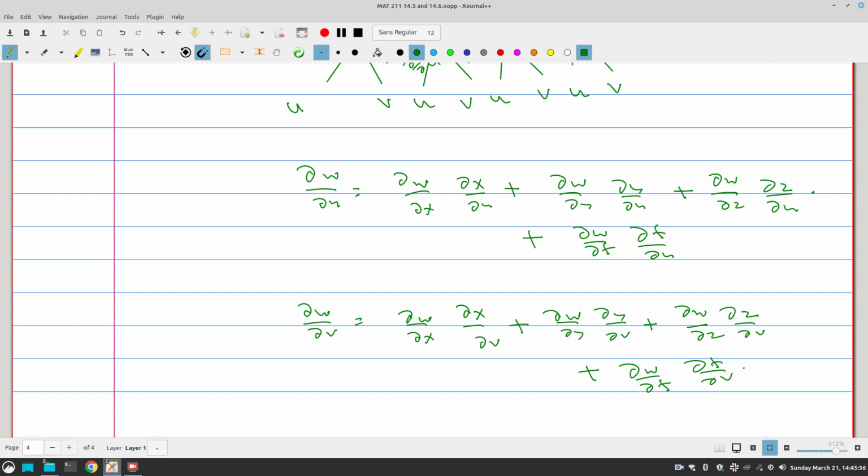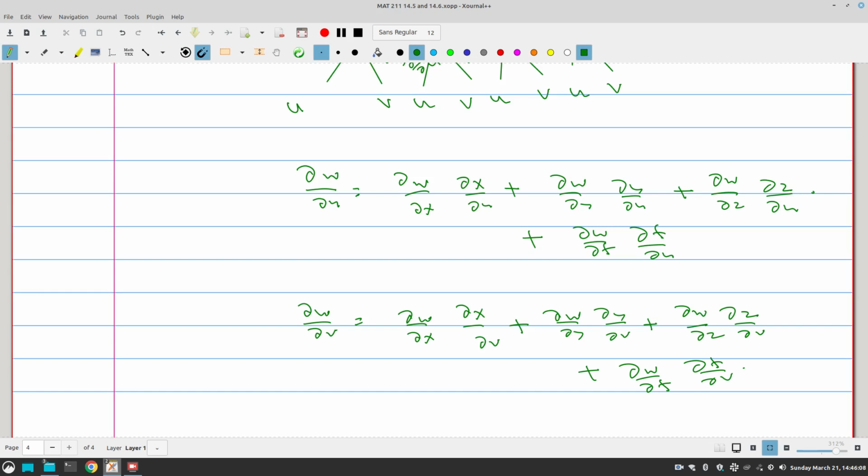Now, of course, this can be generalized to functions with any number of intermediate variables and any number of independent variables. Please have a look at examples 5 and 6 on pages 988 and 989 of Stewart's Calculus.